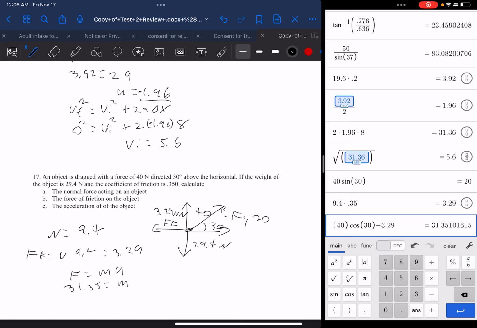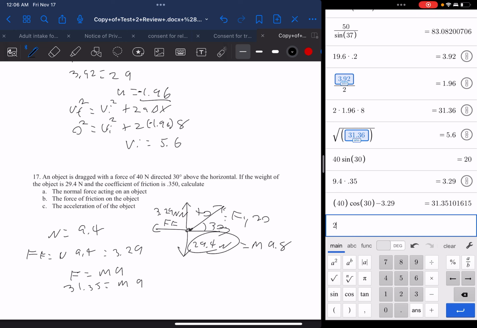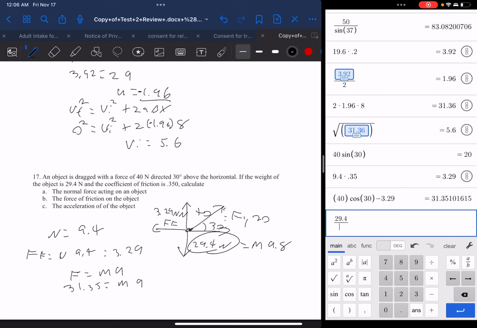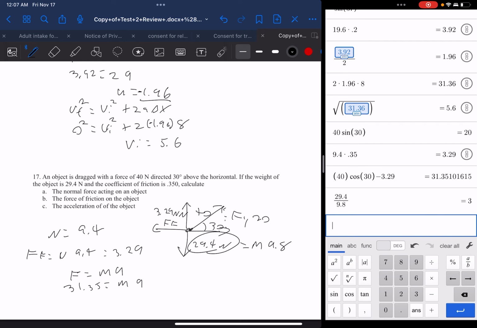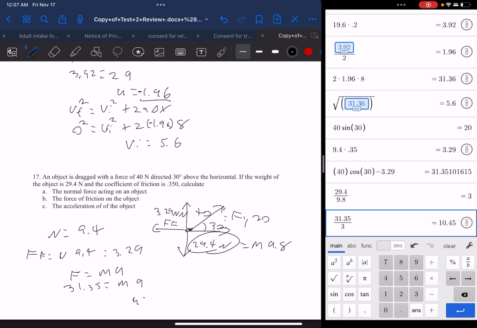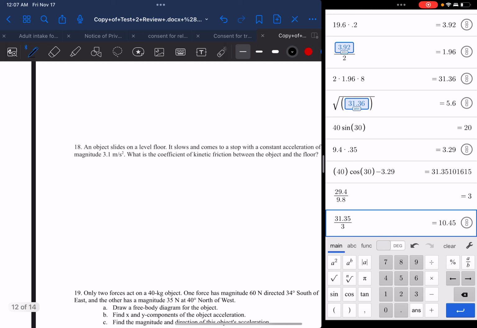That net force is going to equal the mass times acceleration. 31.35 equals the mass times the acceleration. We're going to find the mass by taking the weight and dividing by 9.8, because the weight equals the mass times the acceleration due to gravity. So we're going to do 29.4 divided by 9.8, and we get exactly 3, which means the mass is 3, which means we could take 31.35 and divide by 3 to get A, which is 10.45, which is the acceleration of the object.